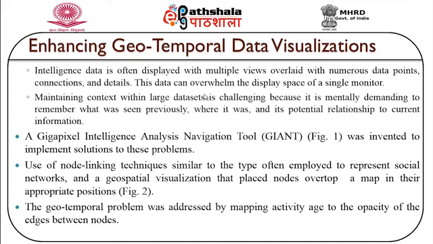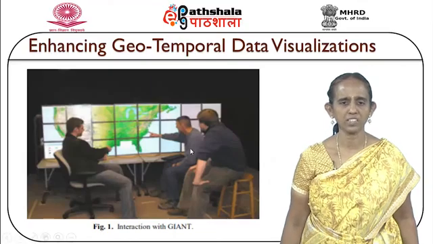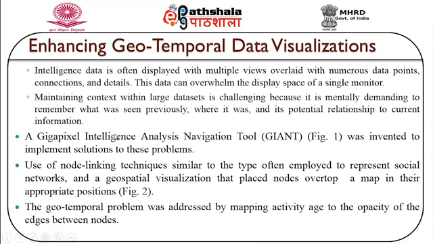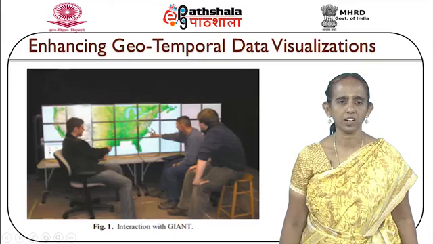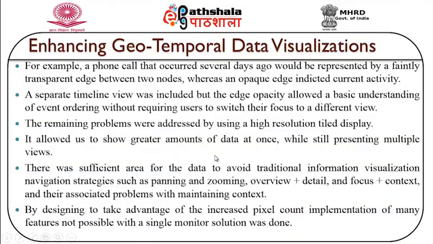Use of node linking techniques similar to the type often employed to represent social networks and a geospatial visualization that place the nodes over top a map in their appropriate position. The geotemporal problem was addressed by mapping activity age to the opacity of the edges between the nodes. So this is an interaction with the help of this gigapixel intelligence analysis navigation tool which was implemented to solve some of these problems. For example, a phone call that occurred several days ago would be represented by a faintly transparent edge between two nodes, whereas an opaque edge indicated the current activity.